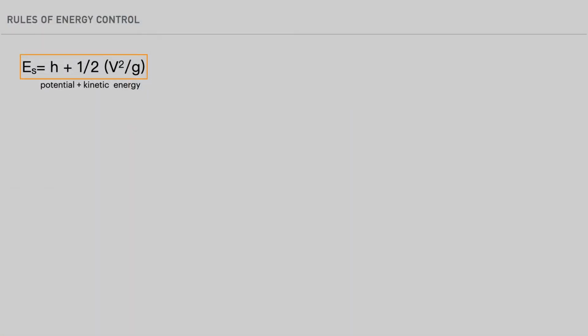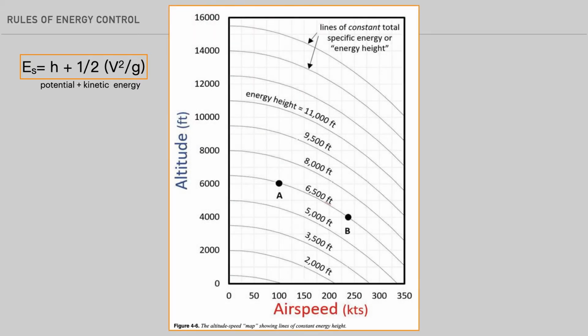At the beginning of this lecture, a comparison was made between an airplane's energy and a roller coaster. Recall the total energy state of the airplane is comprised of its potential and kinetic energy. So an airplane at a given altitude and airspeed has a total specific energy given as height plus 1/2 velocity squared divided by the gravitational constant. An altitude speed map can be constructed to illustrate how an airplane with a specific energy changes along for a given height line. This energy map demonstrates theoretically how an airplane can move along specific energy height lines by trading altitude and airspeed back and forth without changing the total energy.